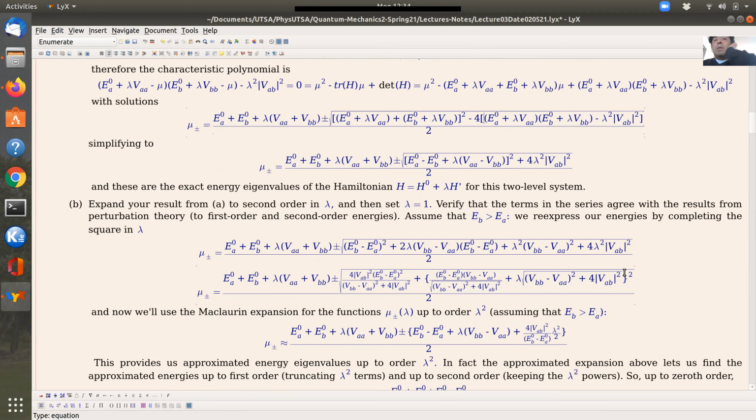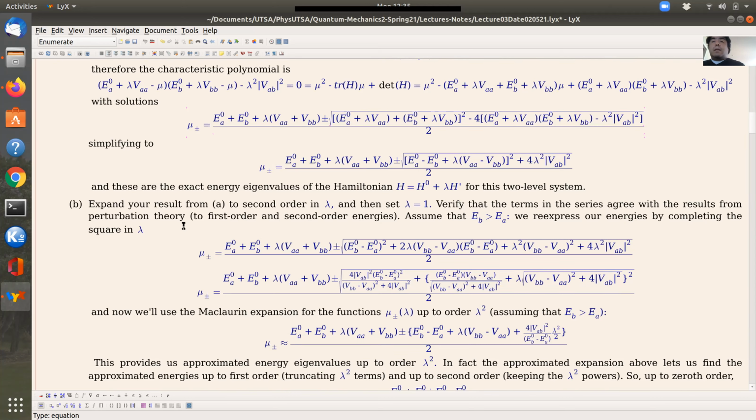system. Now, the second part of the exercise requires you to expand the result of A to second order in lambda, setting then lambda equal to 1, and then to verify that the terms that you obtain in your expansion agree with the results from perturbation theory. So we want to basically do a sanity check to see if it makes sense.